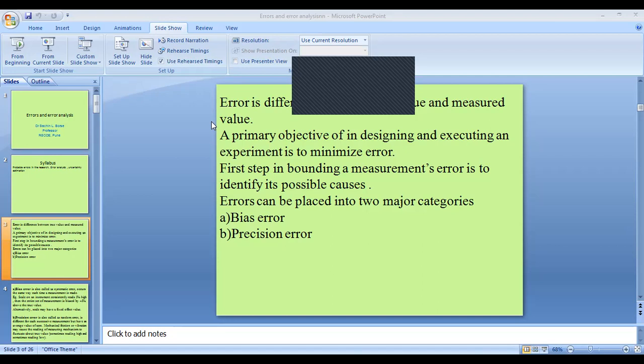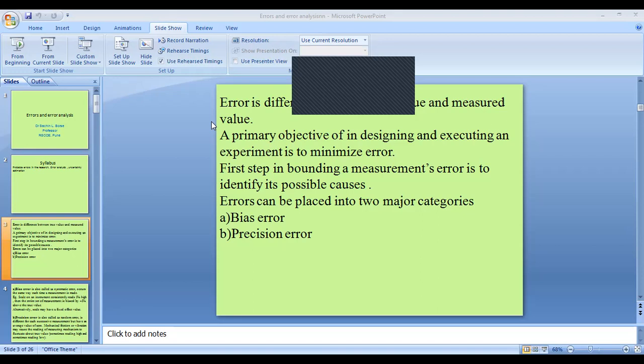So right from the beginning, when we choose the instruments for measurement, first you need to try to minimize the error. Please understand, I can only control anything if I measure it. So I need to measure and then I can control. So measurement is very important for controlling anything.